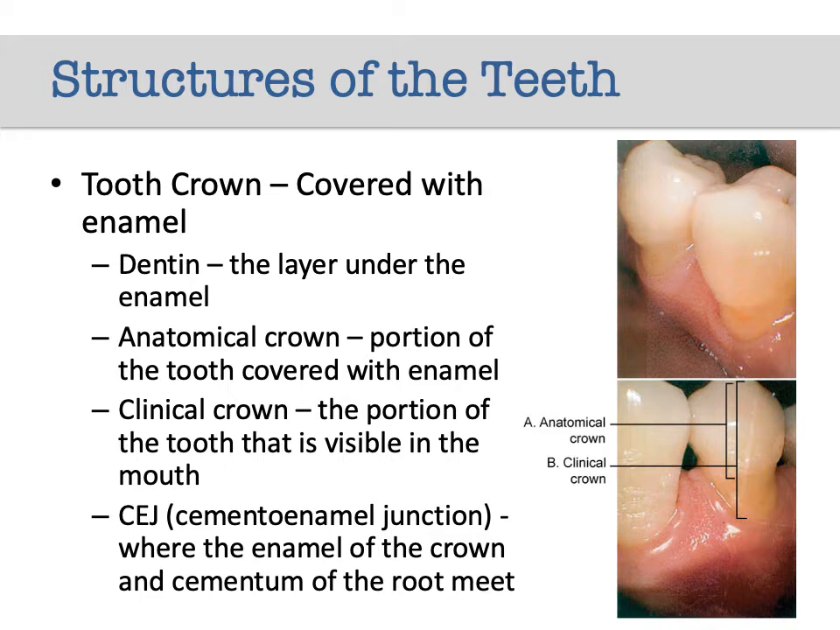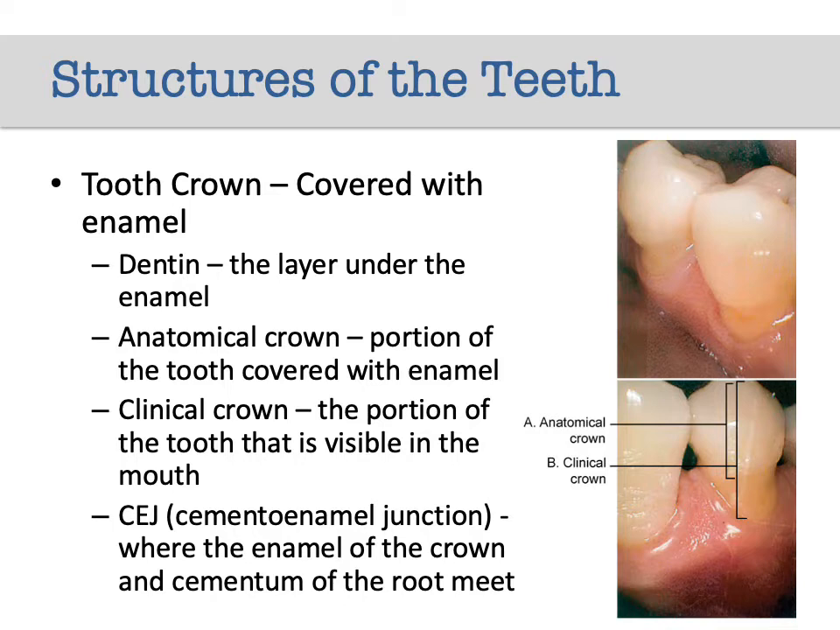So you can see that there's a difference between the anatomical crown and the clinical crown. Again, the anatomical crown is the portion of the tooth that is covered with enamel, but the clinical crown is what is visible in the mouth. If you look at the picture on the top right, you'll see the enamel of the tooth on the top of the crown, and then a darker yellow section of the tooth. That's the root of the tooth. There is no enamel on that portion of the tooth. However, that is part of the clinical crown because it's what is visible when we're looking in the mouth.